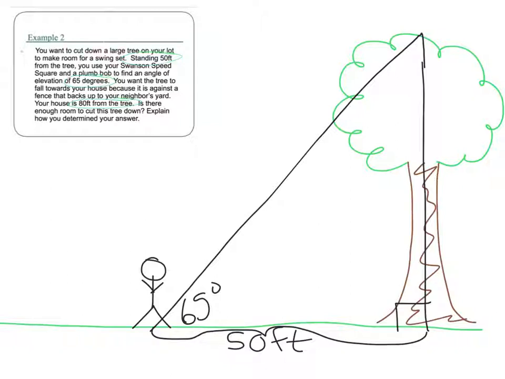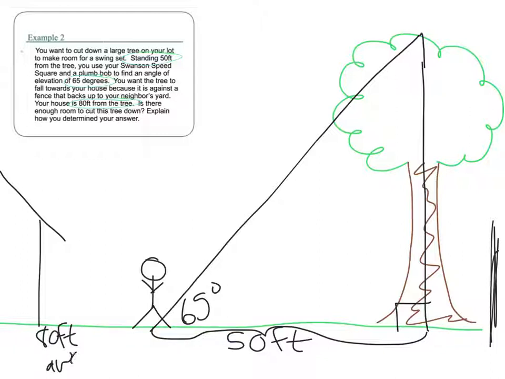Ooh, that was good. So we have a fence over here, right? So we don't want it to hit this area right here because there's a fence chilling right there. So we want it to fall towards us, towards the house. Your house is right over here, and that's 80 feet away. So when it topples over, is it going to crash into the house, or is it going to be okay? Well, we got to figure that out, right? I don't want to test that out while we're in action here, okay?